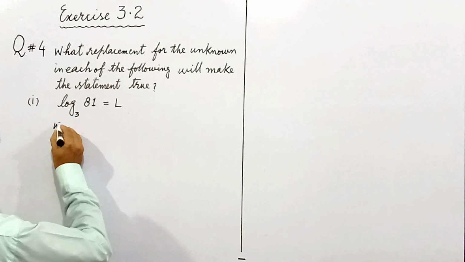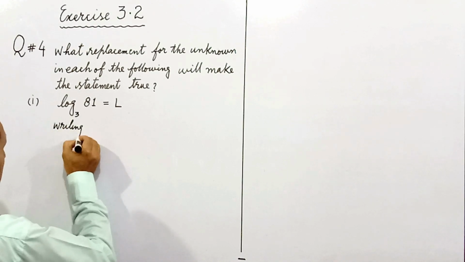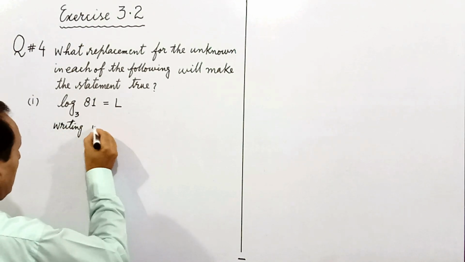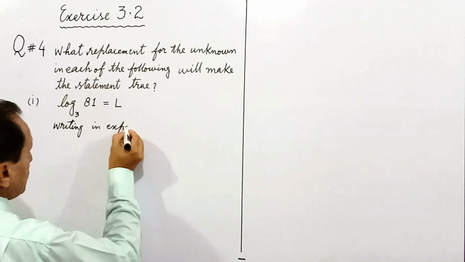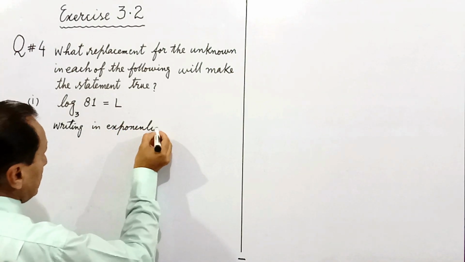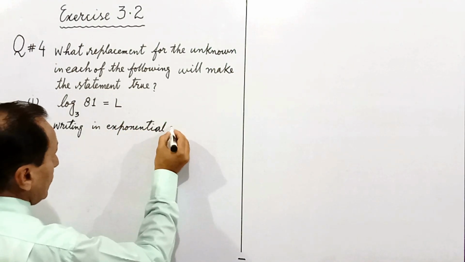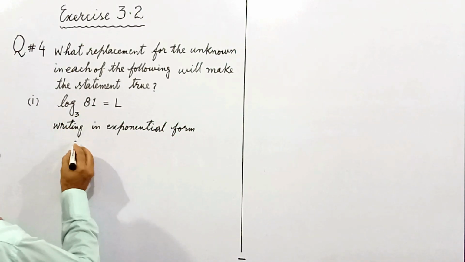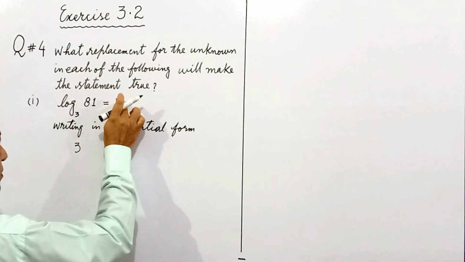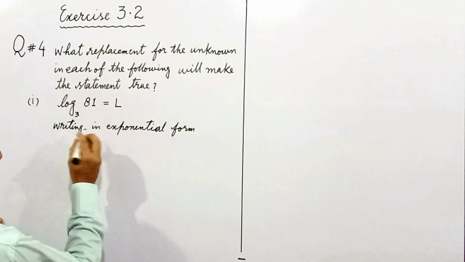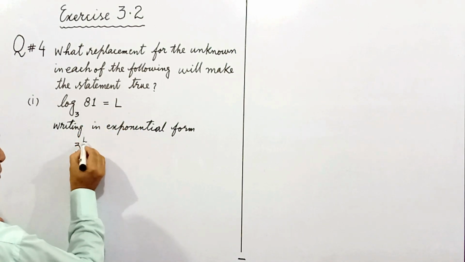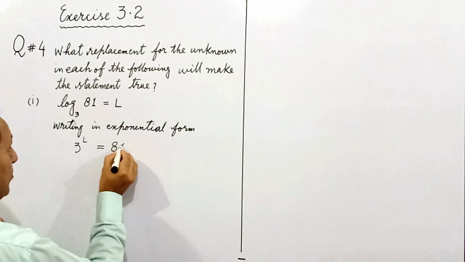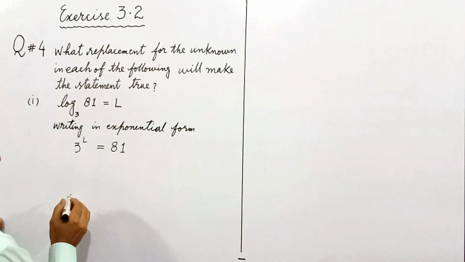Writing in exponential form. As we are now familiar, the base will remain base. These two values will exchange their position. L will become the exponent and 81 will become the equivalent value.